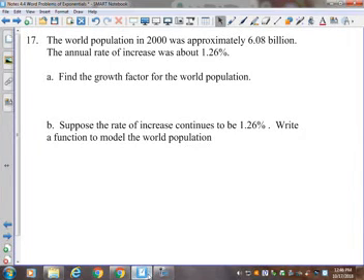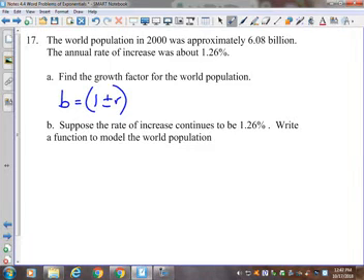So in this problem, the world population in 2000 was about 6.08 billion. The annual rate of increase is 1.26%. Find the growth rate of the world population. Now let's talk about what a growth rate is. A growth rate is what your B actually represents in your formulas. So growth rate is what B is, and it's either 1 plus or minus R.